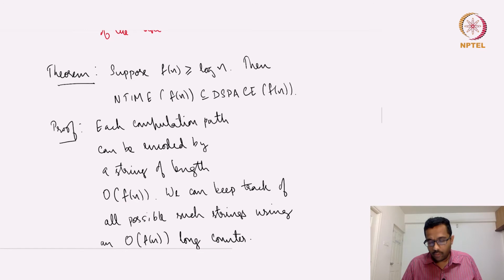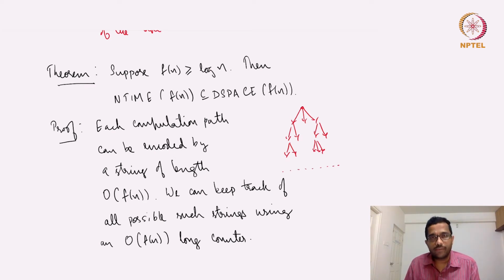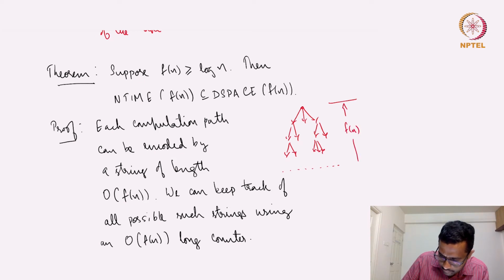Okay, so let's see what we know about NTIME f(n). NTIME f(n) means there's a Turing machine with possibly multiple computation paths, right? All that we know is that all the computation paths terminate before f(n) steps. So this is what we know. In this computation tree, the length of the longest path from the root to the leaf is f(n).